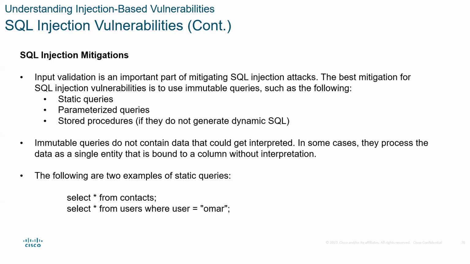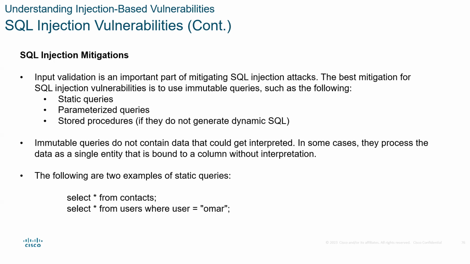It is a way to ensure that in interacting with the database, nothing can be altered. Nothing can be altered when interacting with the database. So immutable queries do not contain data that could be interpreted. In some cases, they process the data as a single entity that is bound to a column without interpretation.